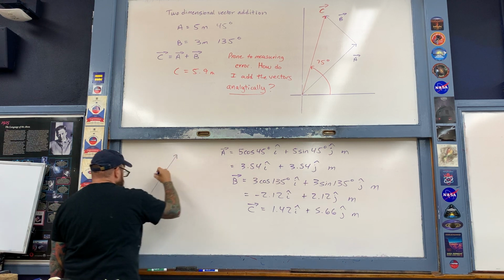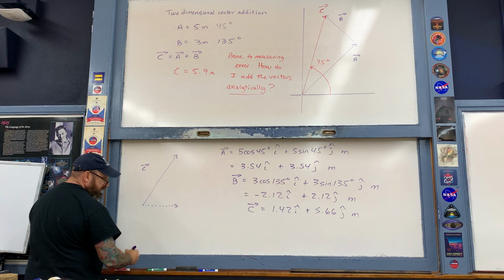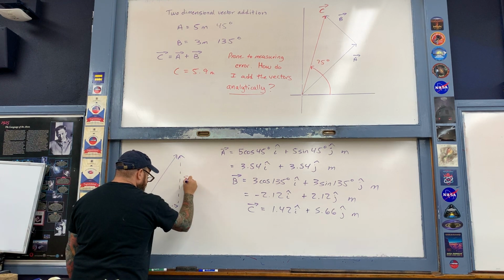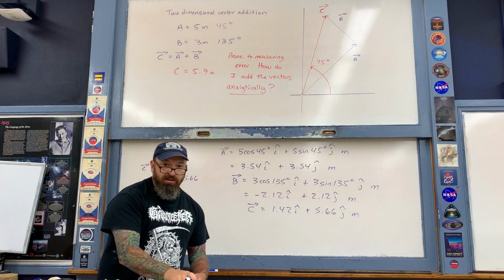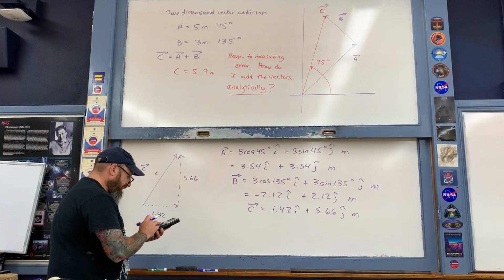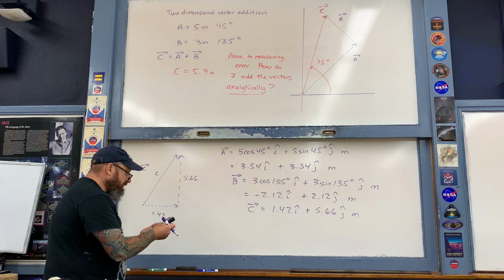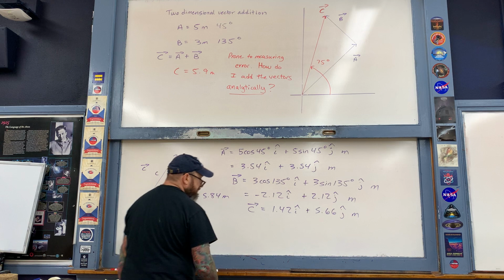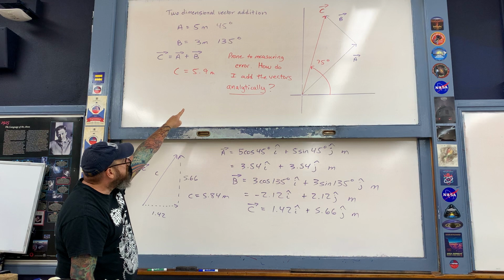Okay, so pointing into the first quadrant like so is the vector C. We know it's a first quadrant vector because it has a positive x component of 1.42 and a positive y component of 5.66. Now I'll use a little bit of Pythagorean theorem to find the magnitude of the vector C. Doing so, 1.42 squared plus 5.66 squared, take the square root of all of that, and I end up with a magnitude of about 5.84 meters, like so.